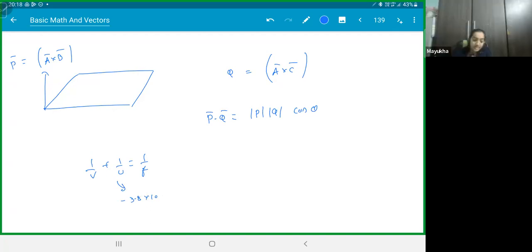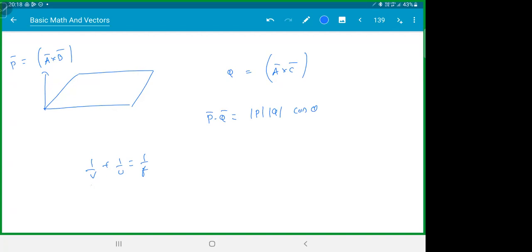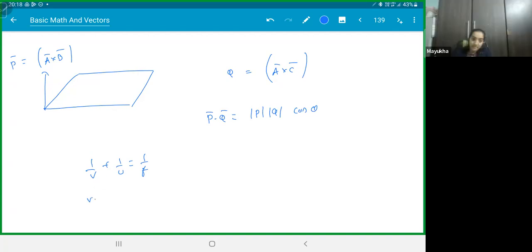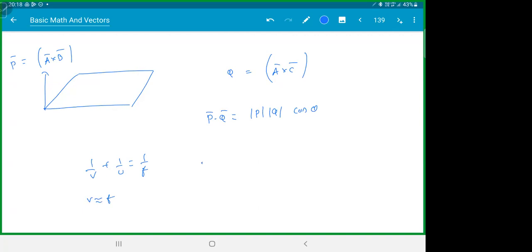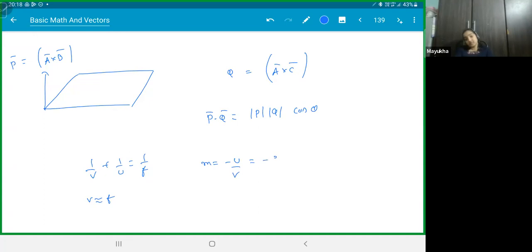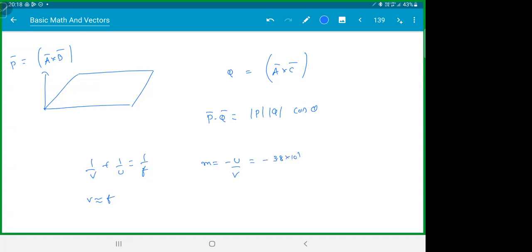Yes, sir. Actually, you can do like this. Since it is very far, you can assume it will form at the focal length, isn't it? Yes, sir. Since it is very far, it will form at the focal length. तो मैग्निफिकेशन कितना होगा? माइनस u by v ना? Yes, sir. u तो दिया ना 3.8 into 10 power 5. Minus v by u, right? सॉरी, v by u. Yeah.